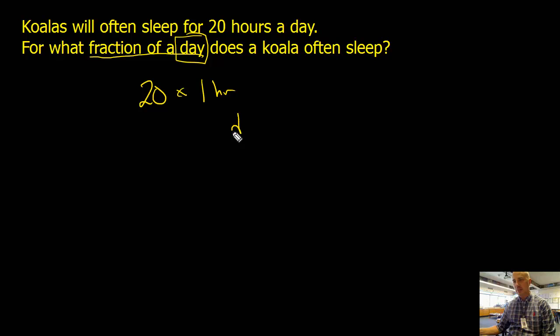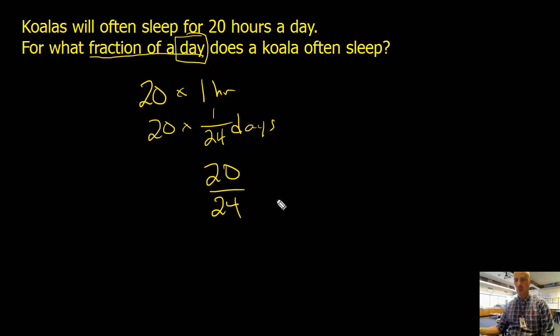So 1 hour is the same as how many days? Well, how many hours in 1 day? There's 24 of them. So 1 hour will be 1/24 of a day. And I'm going to multiply that by 20. 20 times 1/24 is 20/24 of a day.